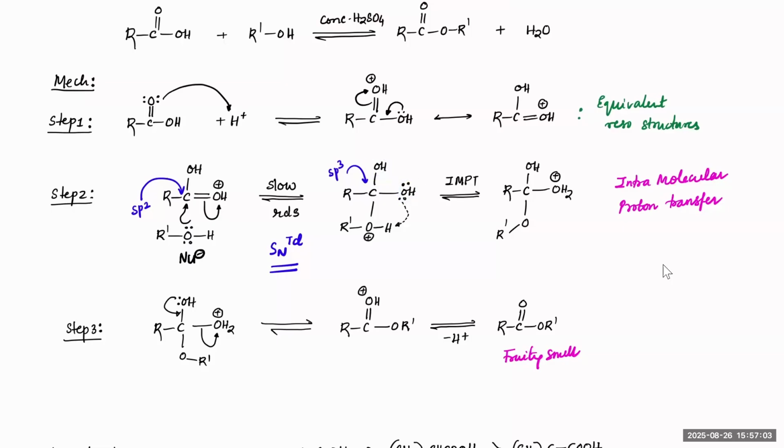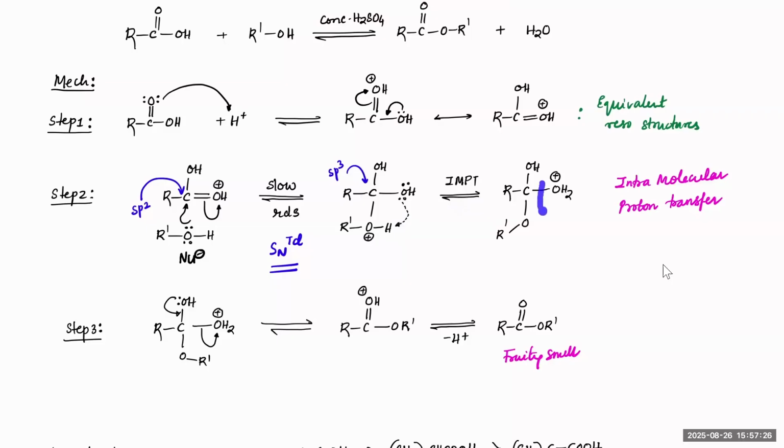So you could choose any one of them. Understood? You could choose either this OH group or this OH group. One of them will definitely take H plus from the incoming alcohol and convert into OH2 plus. This internal movement of H plus is called intramolecular proton transfer.